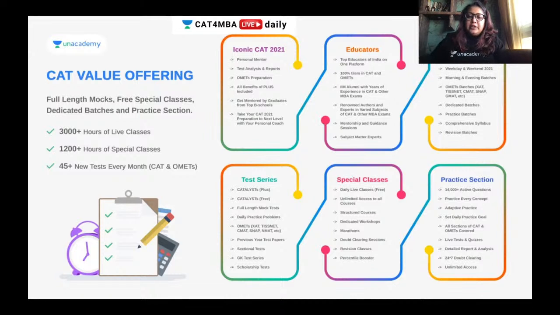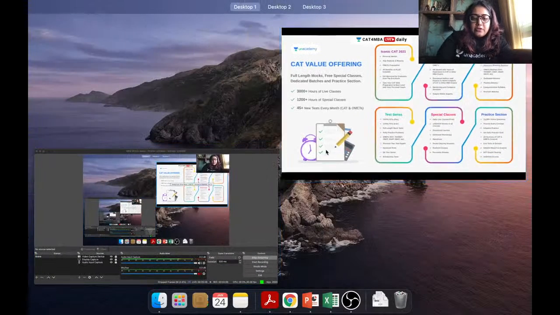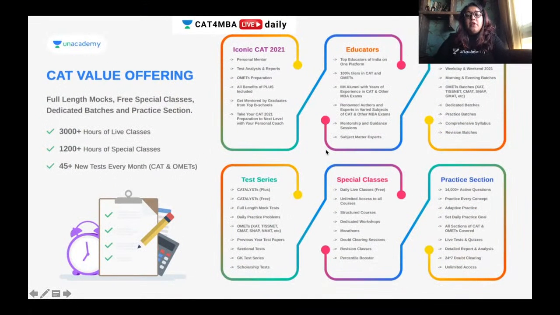Where we have, of course, your iconic CAT 2021 is definitely going to be there. There are also going to be the top educators of India on our platform, where a lot of them are 100% tilers in CAT and other exams. There are a lot of IIM alumni with years of experience, renowned authors and experts in various subjects. There's a lot of mentorship and guidance also which you can have, and of course subject matter experts.